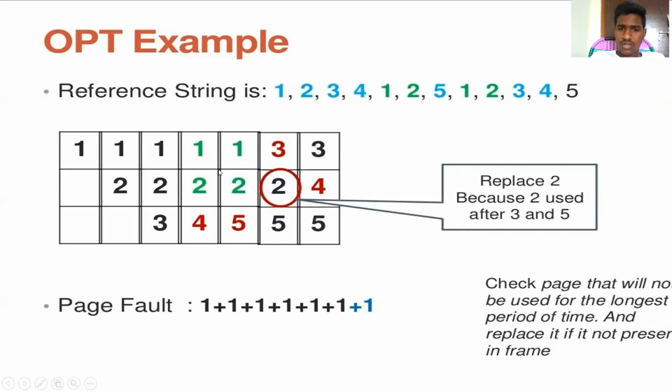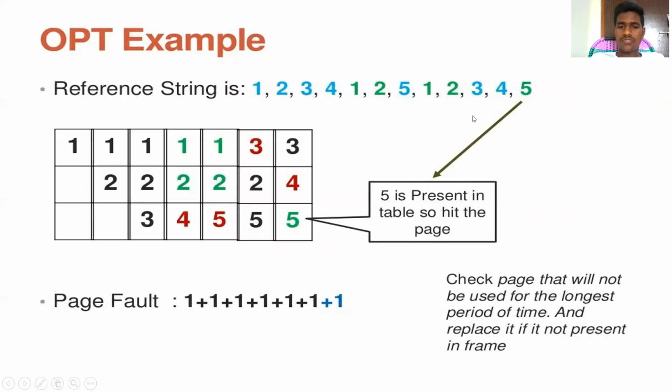4 is replaced with either 3 or 5. So here 5 we should not replace, because it is used next to this 4. We have to replace either this 3 or 2, but we have to check which is the first in first out. 2 is the first in first out, so we have to replace this 4 with this 2. Next is 5, as 5 is there already in the frame, so it is a hit bit.